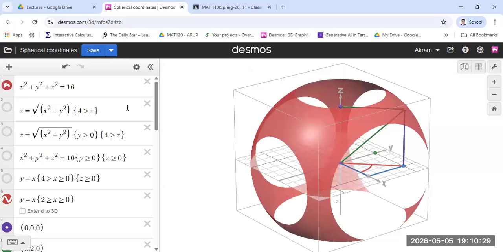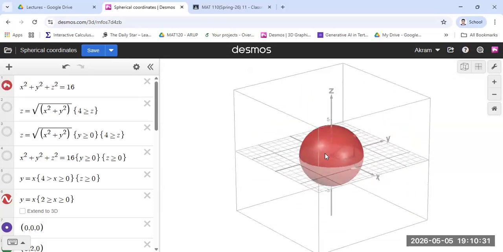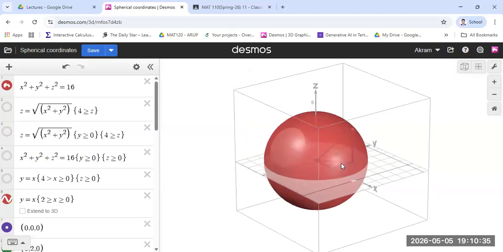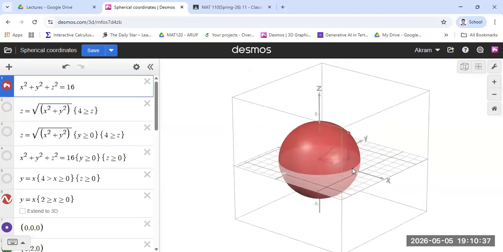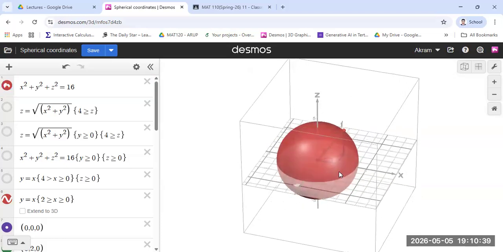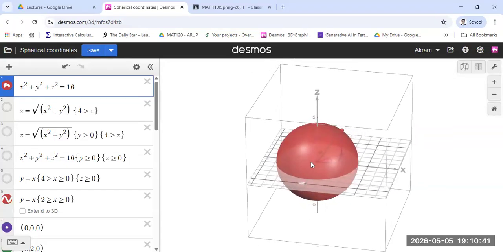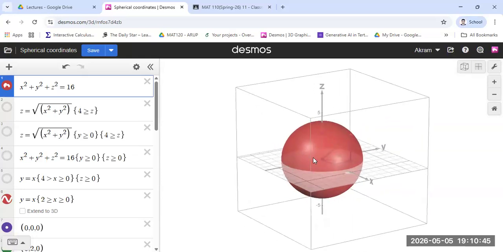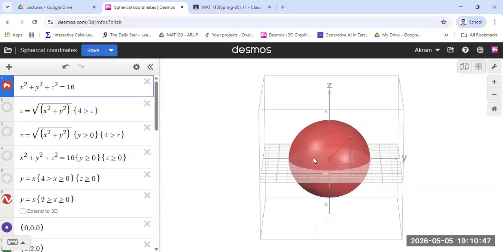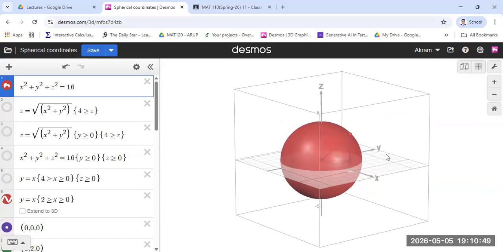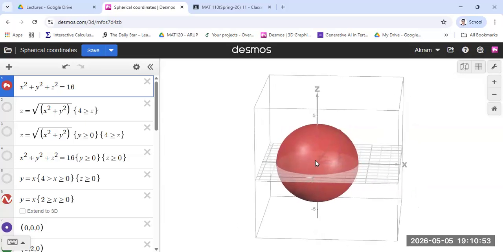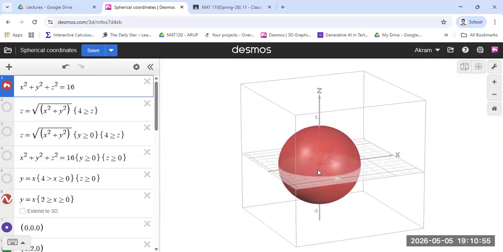Okay, so this is a sphere. Can anyone tell me how many points are there on this sphere? How many points are there on this sphere? The points are basically infinitely many, right sir?